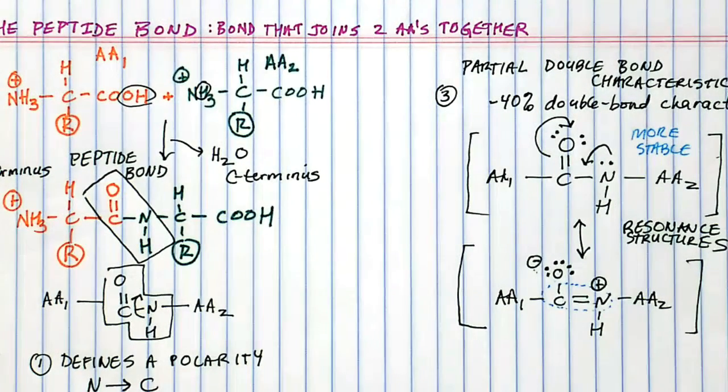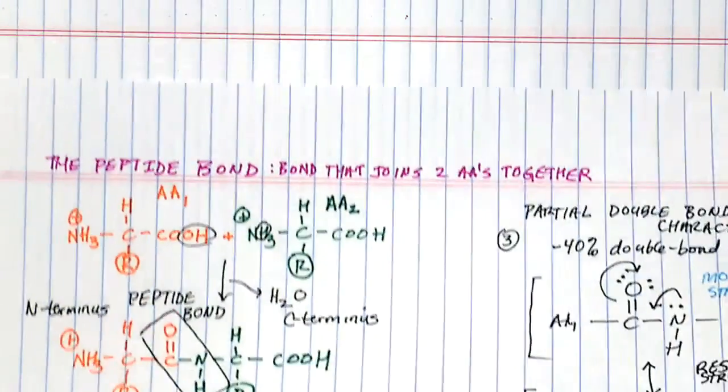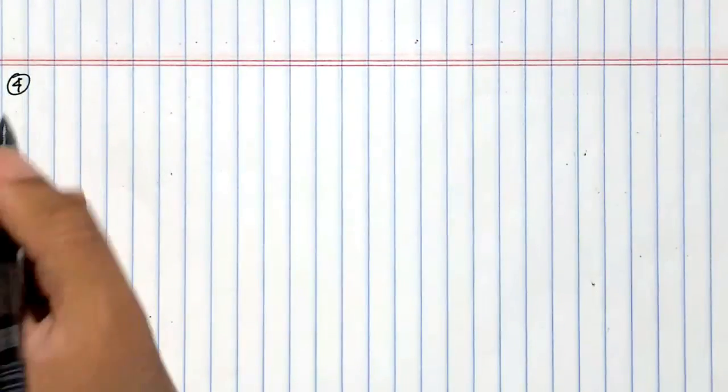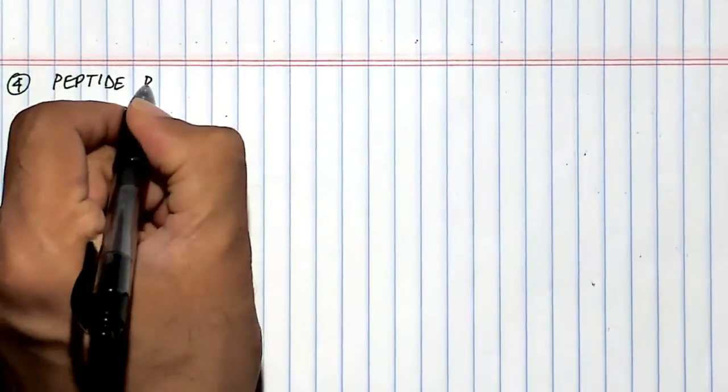Right, let's move on now to a couple of other points with regards to the peptide bond and its characteristics. The fourth characteristic of the peptide bond that I would like to talk about is that because of the double bond character of a peptide bond, we have to ask ourselves the question, what do double bonds imply? Well, the answer is that double bonds imply a cis or trans character across that double bond. And so the peptide bond usually is in a trans configuration.